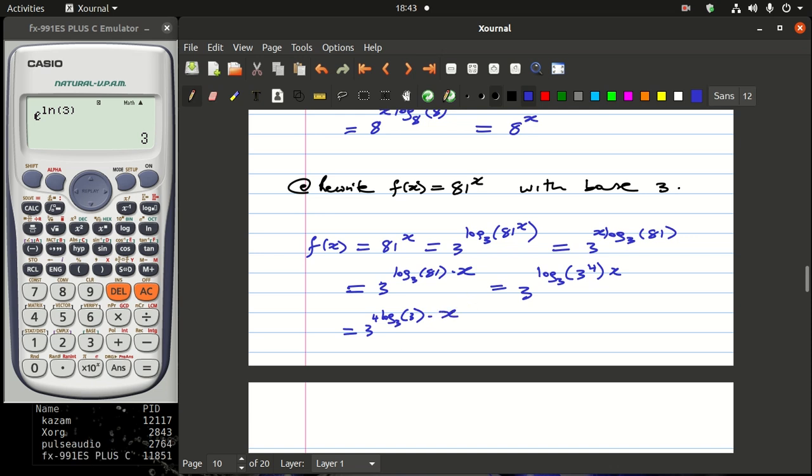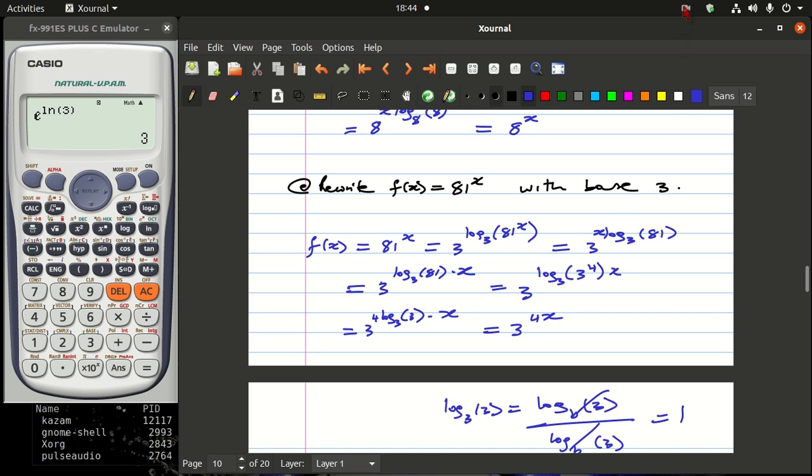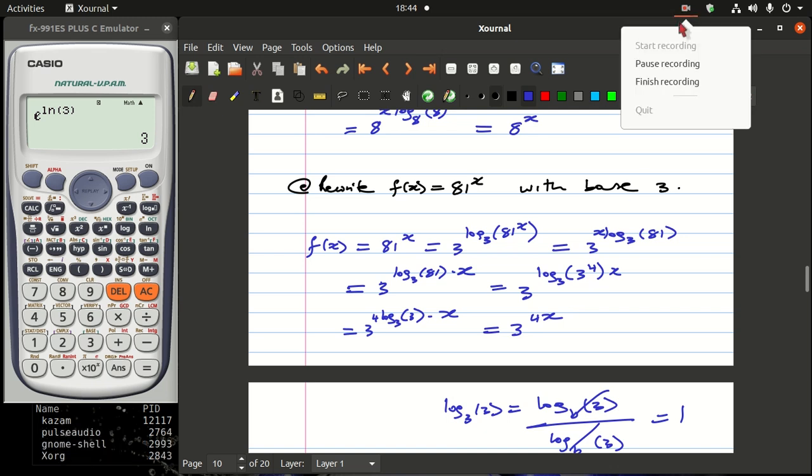Now, I have this number and that number there. They are equal, so this whole thing will go to 1. But if you want to check it out, you can see that log of 3 is the same as log base b of 3, all divided by log base b of 3. This and that is the same, it cancels out, and then you're left with 1. So this will be 1, and then you end up having 3 to the power 4x. And that's how we end up dealing with this problem, and we are done.